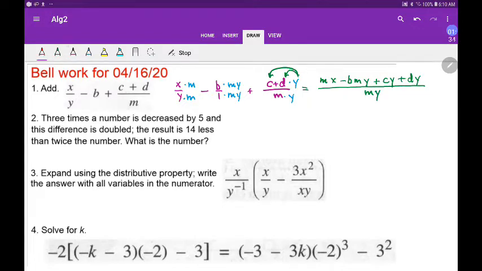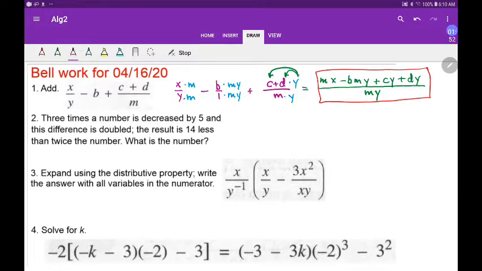And somebody's going to say, well, can't you cancel the my? And my answer is absolutely not, unless you could do it in every single term, and it's not in every single term. So I can't. So that's my answer.